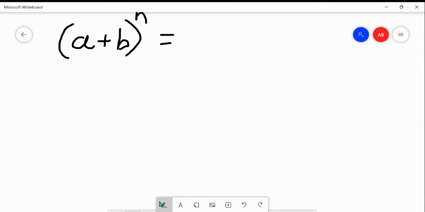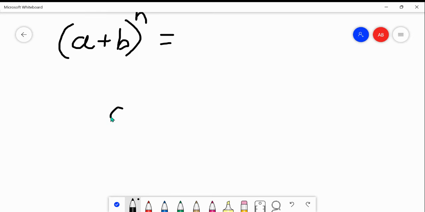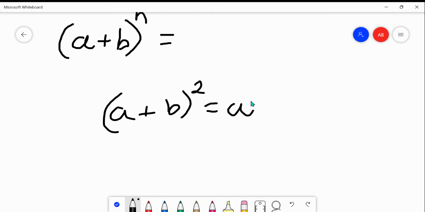I hope most people watching this video will know what the expansion of this is. I think we've all learned this in school. It is a square plus 2ab plus b square, right?